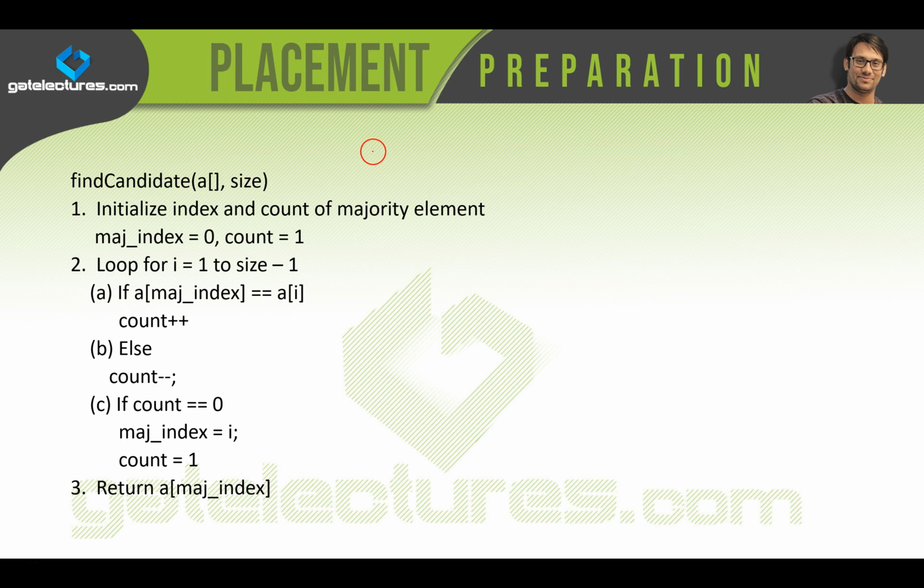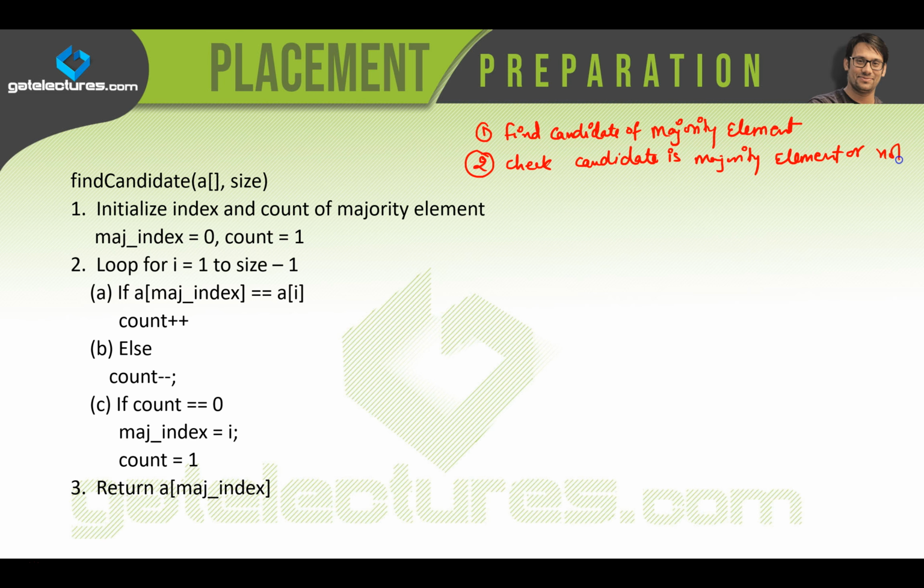So we are continuing our discussion regarding the Moore's majority element voting algorithm. As I told you, in this algorithm we have two parts. Number one is find candidate of majority element. And the second step is to check whether this candidate is a majority element or not.